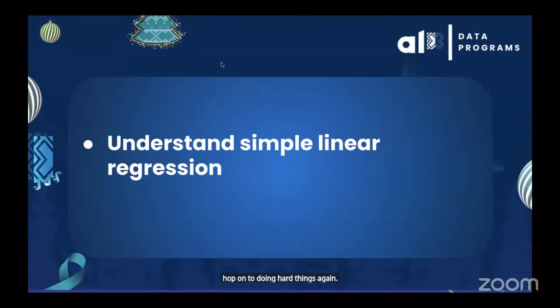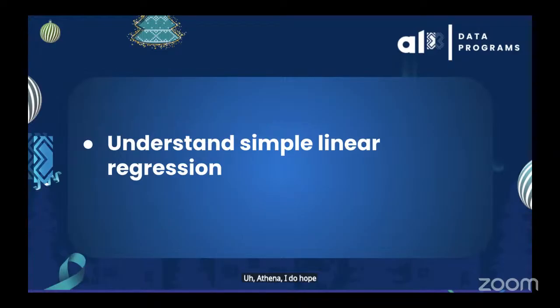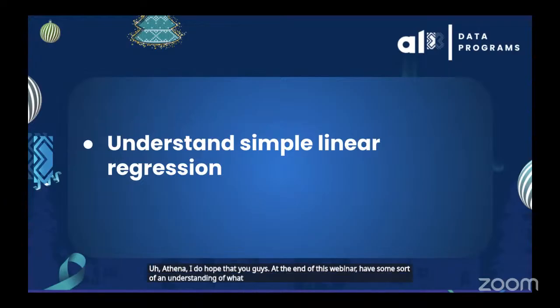Right. So again, as stated, today's webinar will basically help you understand simple linear regression. Even though you haven't covered the content on Athena, I do hope that by the end of this webinar you have some sort of understanding of what simple linear regression is.